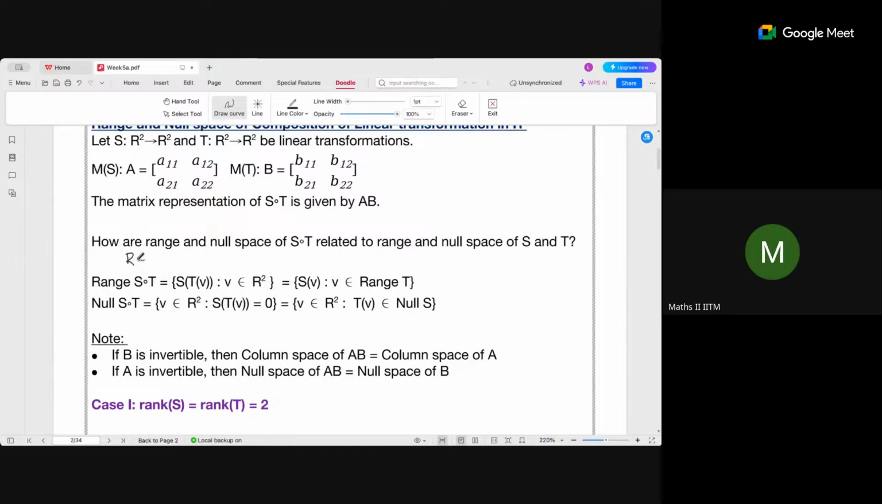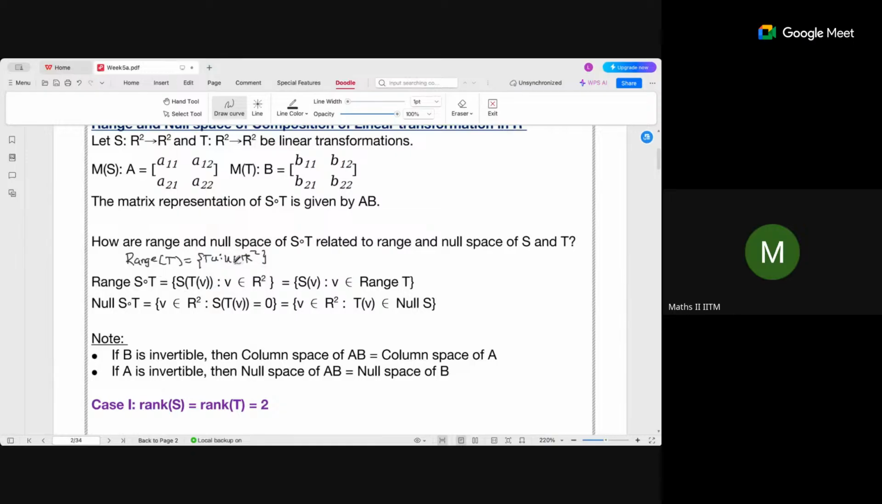So if you have the range of, for example, just T, it is the set of all Tu such that u is in R2, right? Exactly the same thing we are doing here. So S composition T of V is S of T of V.